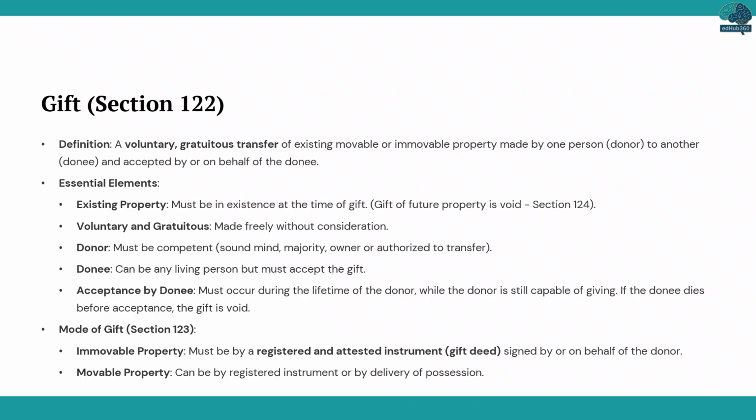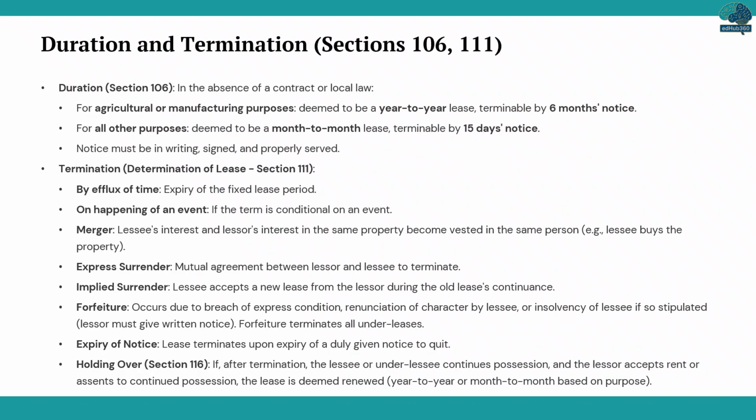The mode of gift depends on the property. Immovable property requires a registered and attested instrument, while movable property can be transferred by registered instrument or simply by delivery of possession. Let's look at the duration and termination of leases.